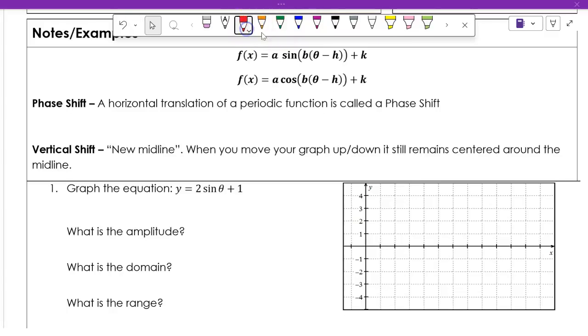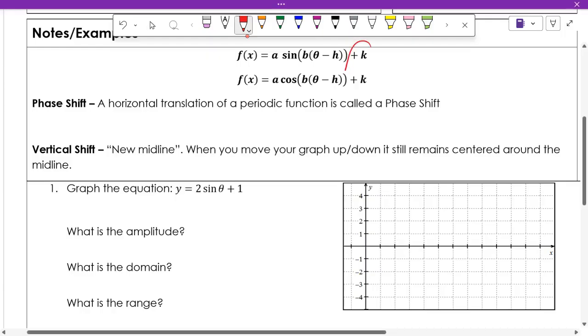All right, so we're going to talk about phase shift and vertical shift. Vertical shift, I mean, it's exactly what it sounds like. It is a shift of your function that is going to be up or down movement. Basically, what it's going to be is whatever your k value is.